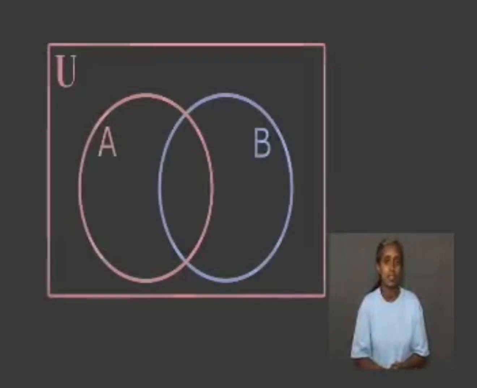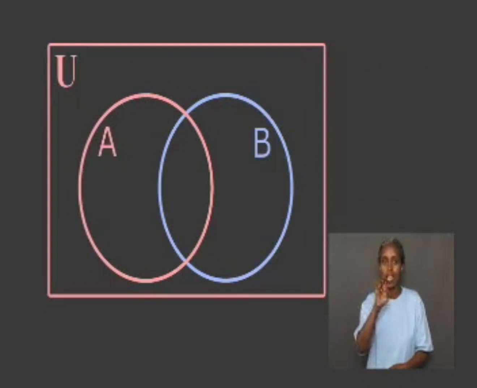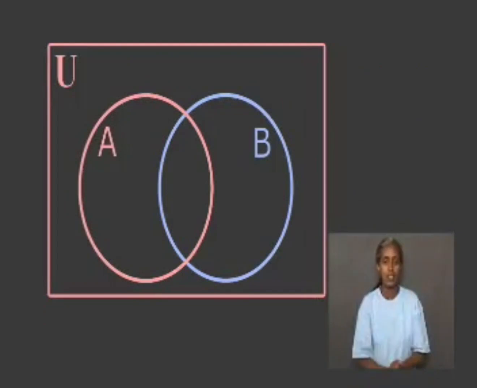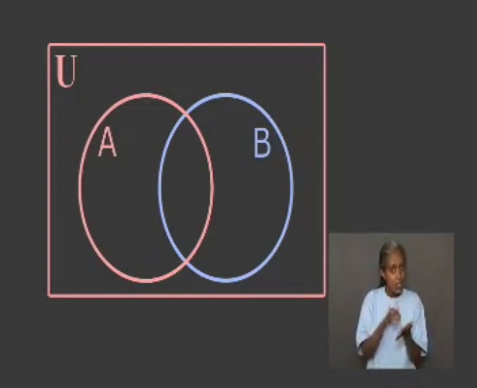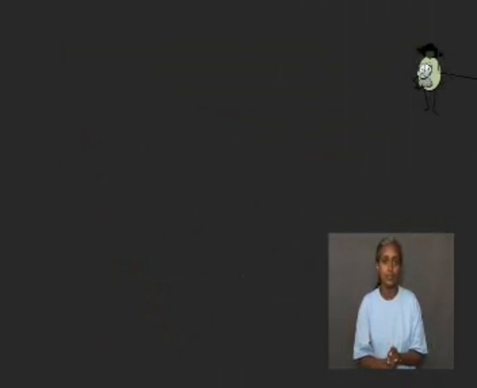Students, please find a partner to work with. Make 4 copies of this Venn diagram, and then shade the regions that represent each of the following operations. Try your best, and we will review the answers together when I return. Students, let's get ready. Begin.